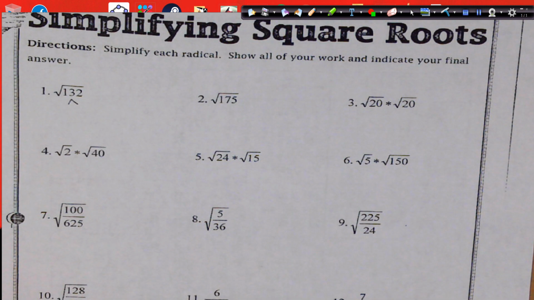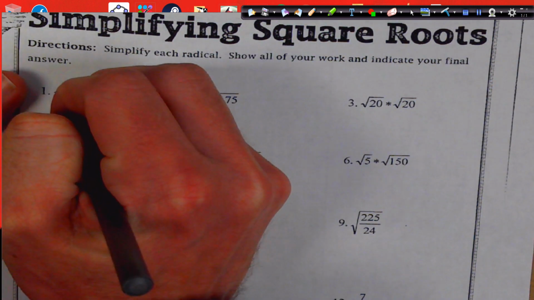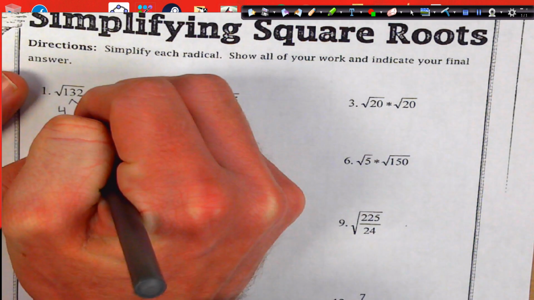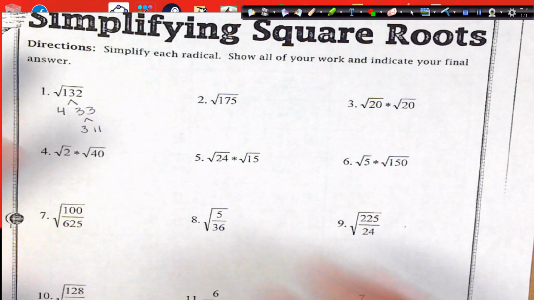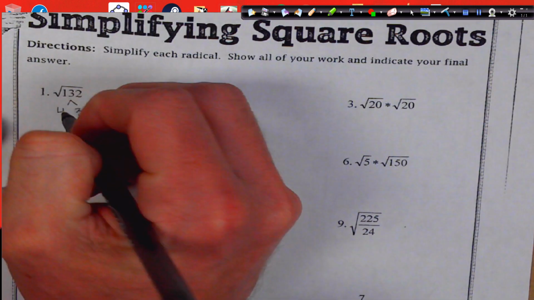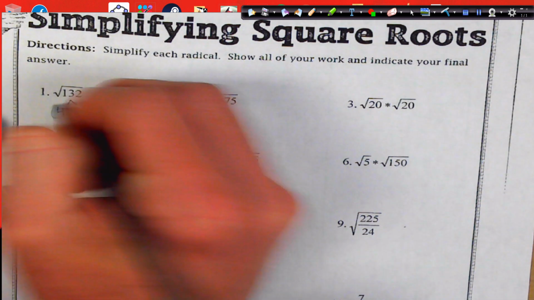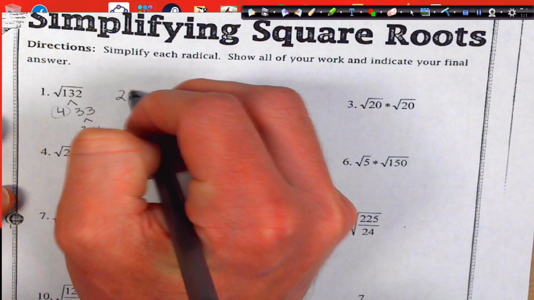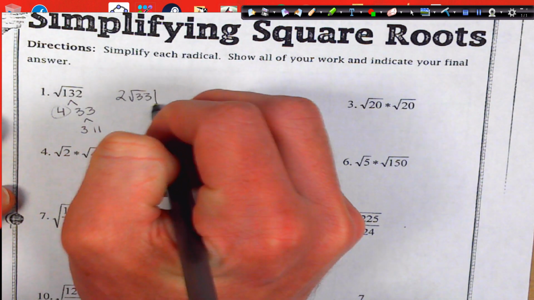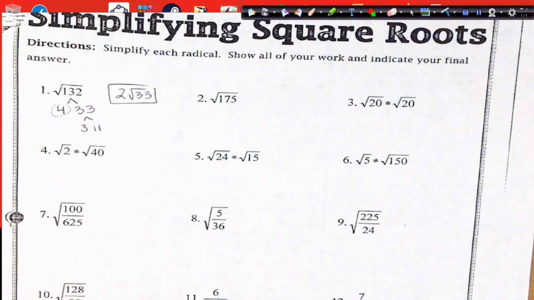And so far none of those worked, but I do see that 4 goes in 33 times, and this breaks down to 3 and 11. 3 and 11 doesn't go anywhere, but 4 is a perfect square, so we can go ahead and take a 2 out, and this doesn't go anywhere, so we're left with 2 rad 33 as our answer for that one.